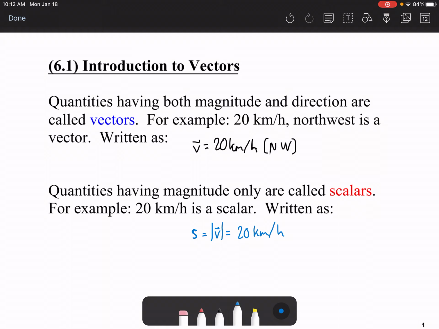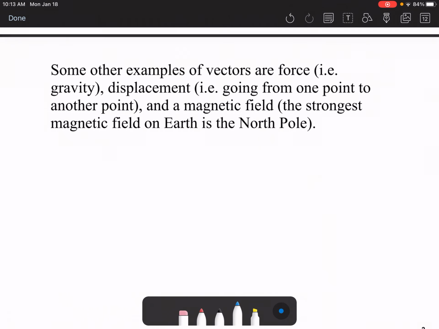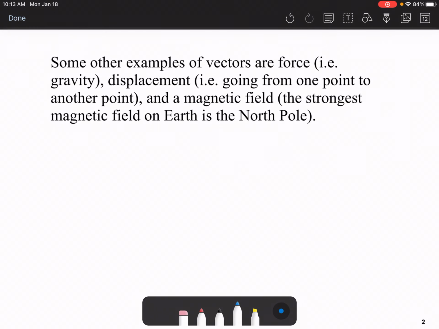We're going to be concentrating more on vectors throughout the rest of our course, or at least part of our course. Some other examples of vectors are force. For example, the greatest force on Earth is the force of gravity, which pulls everything down to the center of the Earth. There's also displacement, going from one point to another point in a specific direction. Any magnetic field is also a vector; the strongest magnetic field on Earth is at the North Pole, and therefore helps pull things in that direction.